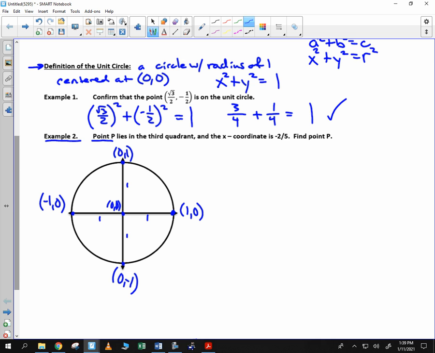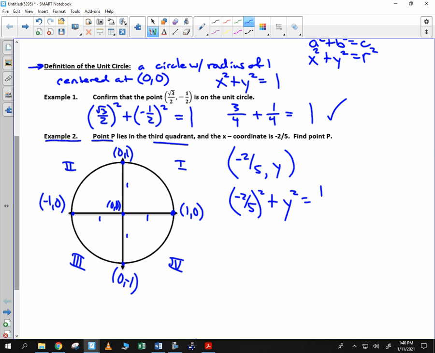It says that point P is a point that lies in the 3rd quadrant. Remember, we have 1st quadrant, 2nd quadrant, 3rd quadrant, and 4th quadrant. Sometimes I assume people remember all that. And the x-coordinate is negative 2/5. So if the x-coordinate is negative 2 over 5, we want to determine the y-coordinate. Well, we will set up the formula for the unit circle, which is negative 2 over 5 squared plus y squared is 1.